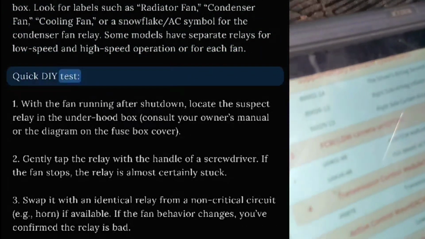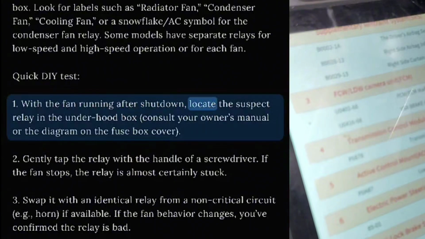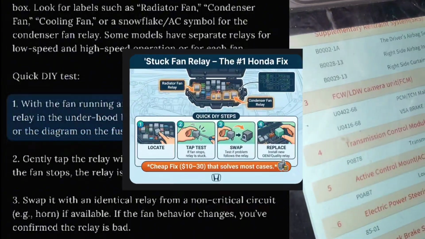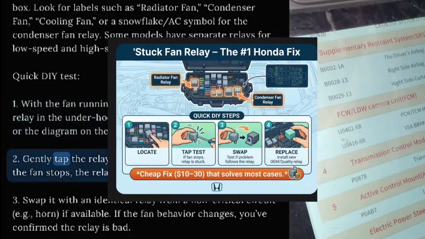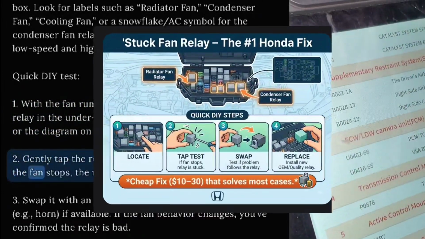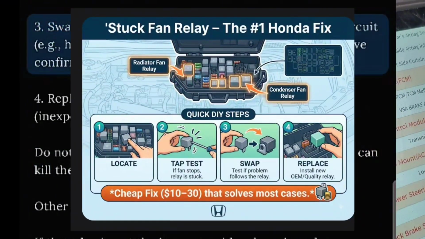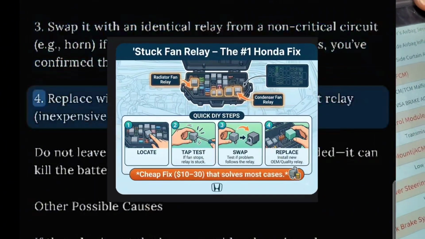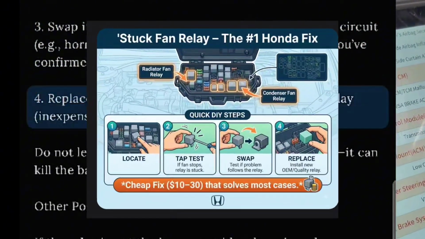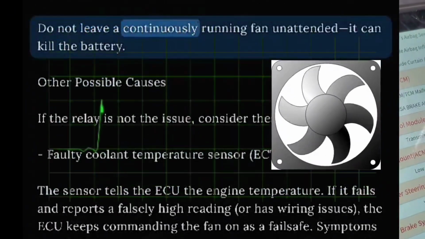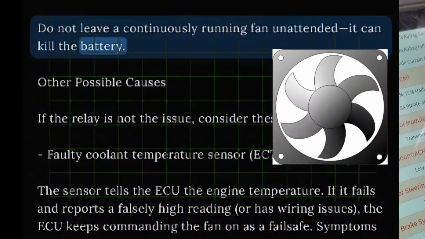Quick DIY test. 1. With the fan running after shutdown, locate the suspect relay in the underhood box. Consult your owner's manual or the diagram on the fuse box cover. 2. Gently tap the relay with the handle of a screwdriver. If the fan stops, the relay is almost certainly stuck. 3. Swap it with an identical relay from a non-critical circuit, e.g., the horn, if available. If the fan behavior changes, you've confirmed the relay is bad. 4. Replace with a new OEM or quality aftermarket relay, inexpensive, usually $10 to $30. Do not leave a continuously running fan unattended. It can kill the battery.